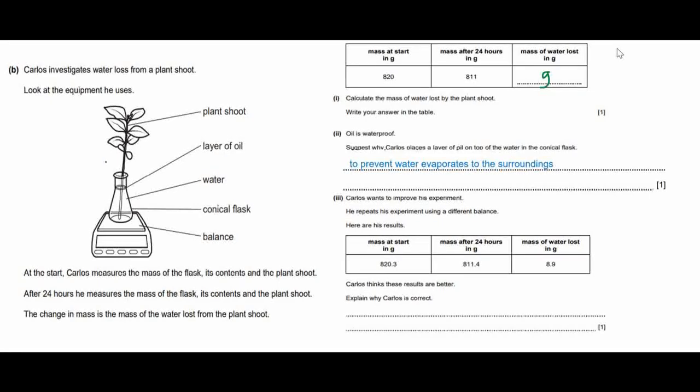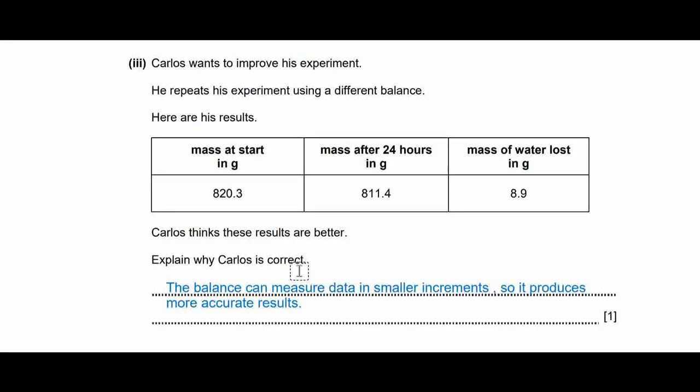Right, let's open up the answer. Well, the balance can measure data in smaller increments, so it produces more accurate results. Well, let's move on to next.